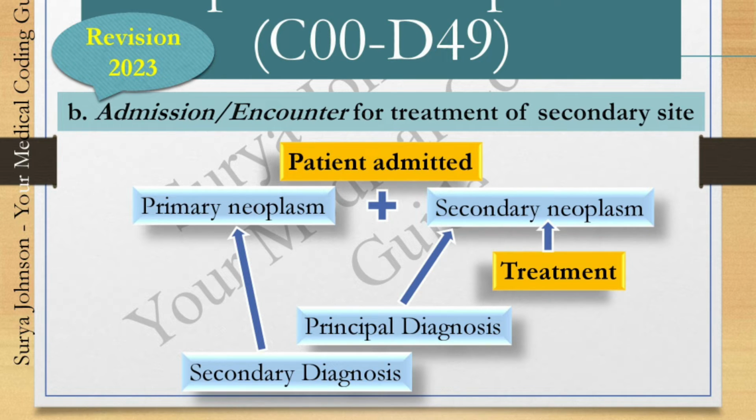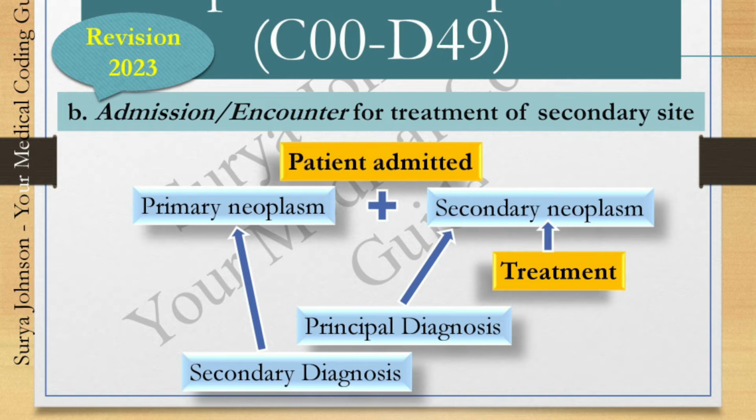If the patient already has a primary neoplasm that has metastasized and spread to a secondary site, so the patient has a primary neoplasm and also a secondary neoplasm. In this scenario B, if the patient is going to the facility for treating the secondary neoplasm site, then where the treatment is being directed, that you should code as the principal diagnosis. So the secondary neoplasm will be your principal diagnosis and your primary neoplasm will be your secondary diagnosis.